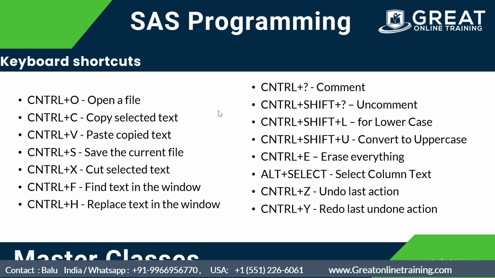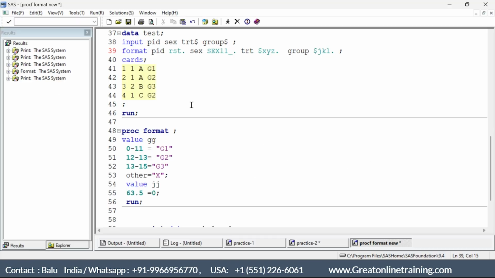And there is one more called Control Shift L and Control Shift U. What does that mean? Imagine I'm writing this particular program of mine, which is already written. I have G1, G2 and all. I want to turn all these values into lower case. I'm just selecting it. Control Shift with L so that I can make everything small. Control Shift with U, everything I can make upper.